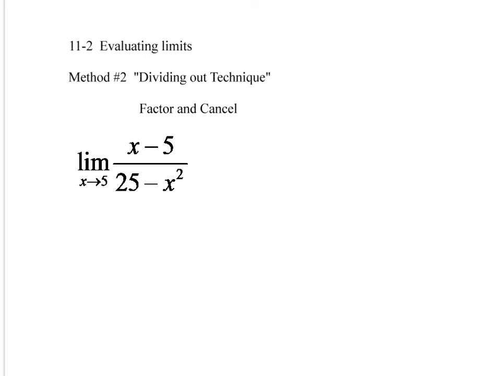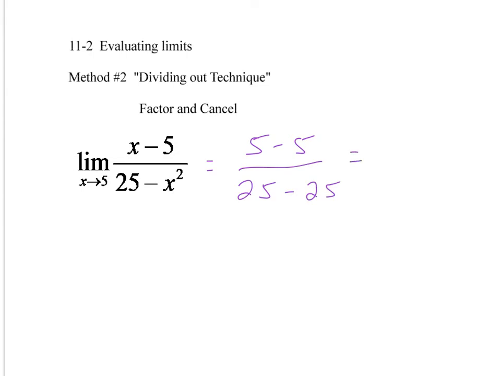Okay, our second method for evaluating limits is called the dividing out technique, or factor and cancel. As we look right here, we're going to find the limit of this function. So our f of x is x minus 5 over 25 minus x squared. And we're going to find that limit as x gets closer and closer to 5. Let's try direct substitution first. If I do direct substitution, I'm going to get 5 minus 5 over 25 minus 5 squared, which is 25.